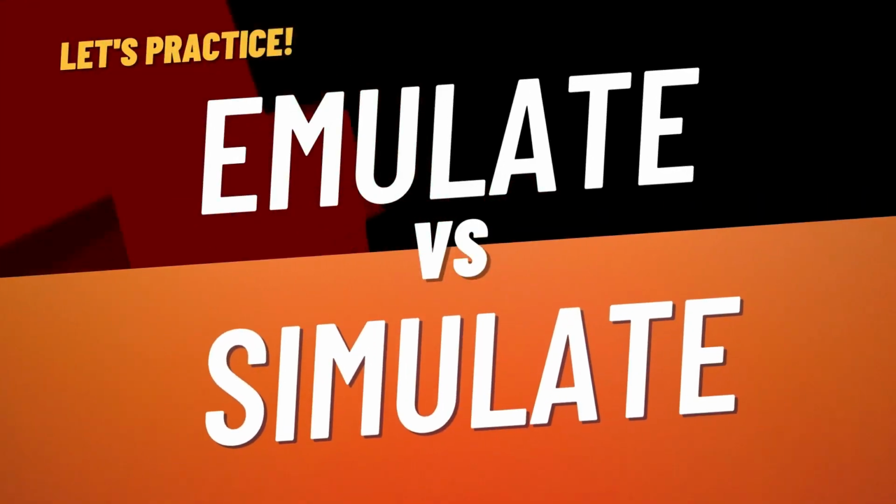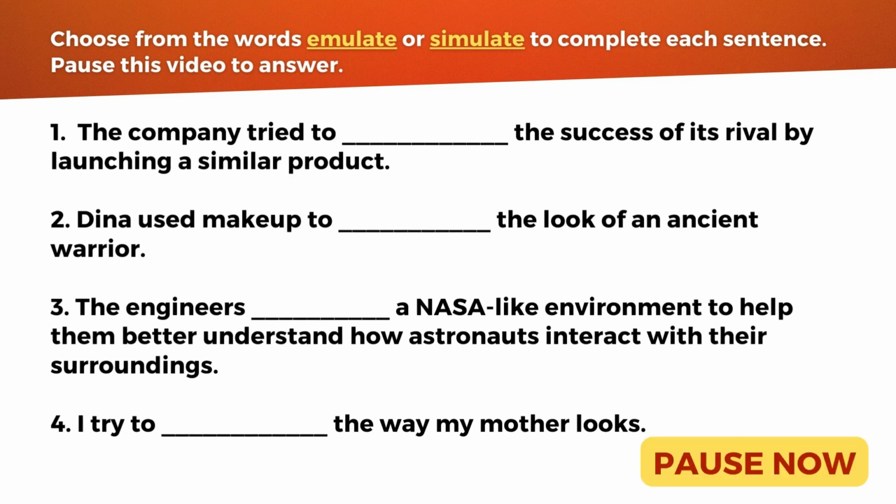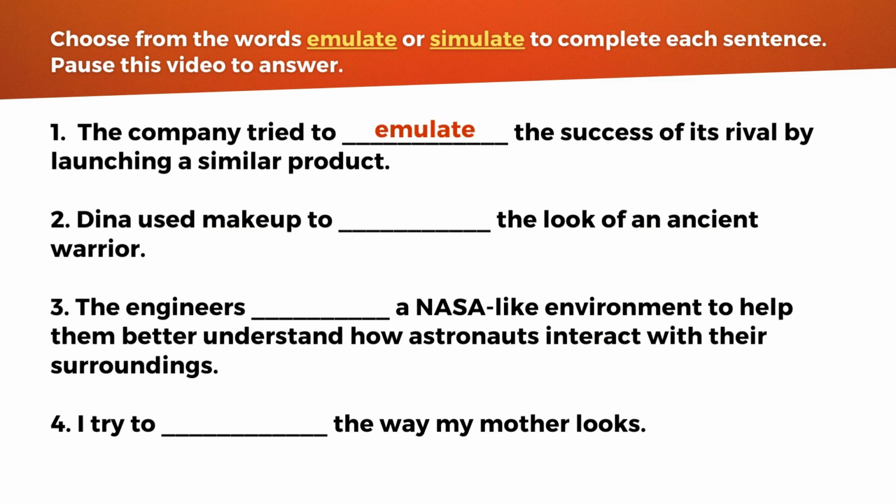Okay, let's practice. Choose from the words emulate or simulate to complete each sentence. Pause this video to answer. What do you think is the answer for number 1? The answer is emulate. The company tried to emulate the success of its rival by launching a similar product. Number 2 is simulate. Dinah used makeup to simulate the look of an ancient warrior.